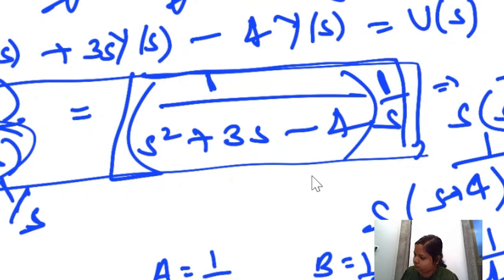One by 20 e power minus 4t, madam. Yes, plus 1 by 5 e power t. Right. And minus 1 by 4.